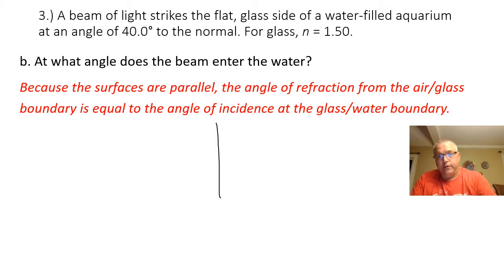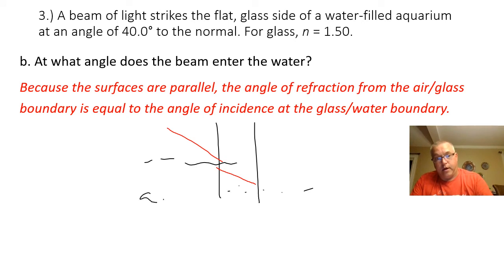So if we have two sides of the glass here, and we have a beam of light that is traveling in there, let's draw a normal here. I'm going to draw a normal here. And then my beam of light is going to bend here. And then I'm going to draw another normal where it goes. This is, by the way, air, water, and this is my glass.